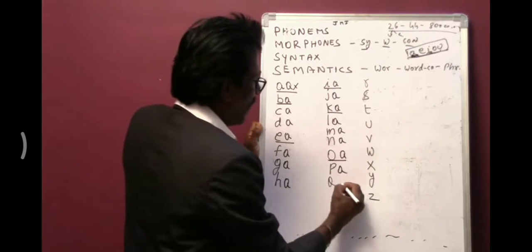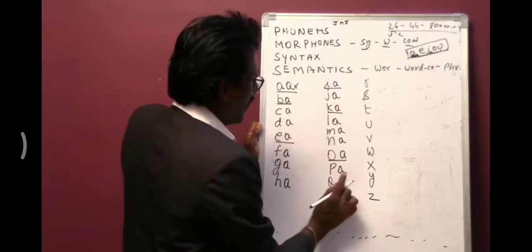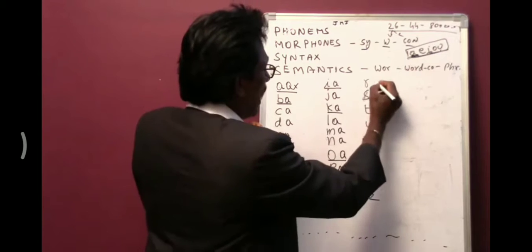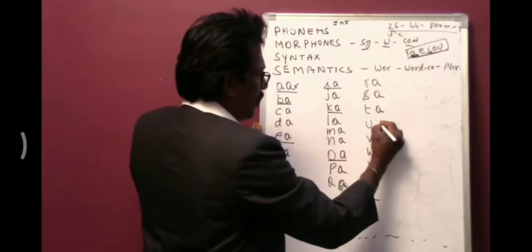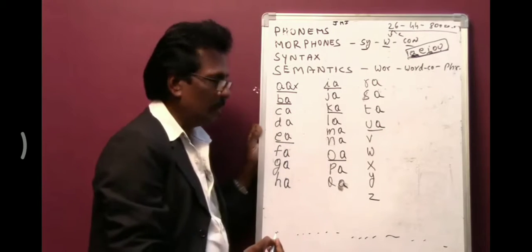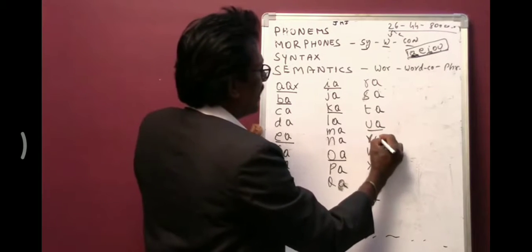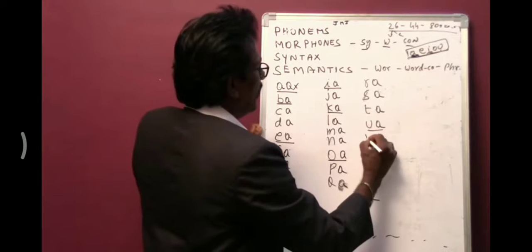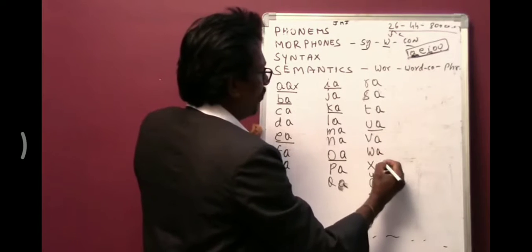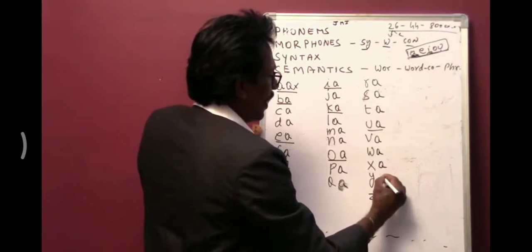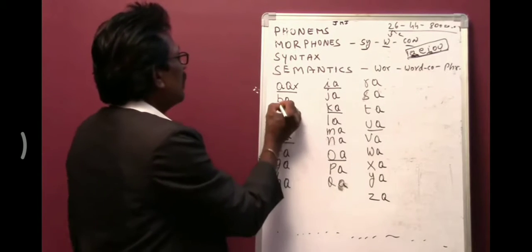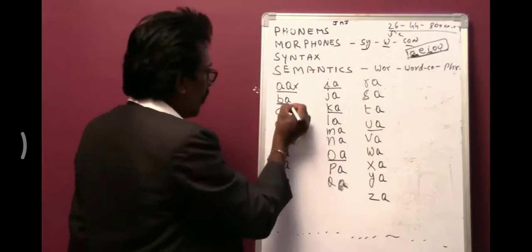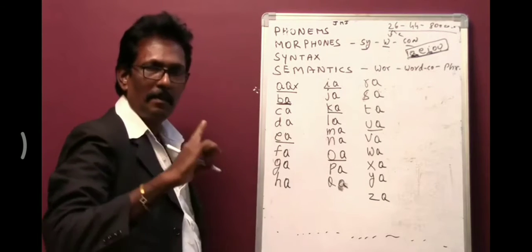Pa, qua, ra, sa, ta. Ua, again it will not form a syllable. Va, wa, xa, ya, za. Now here one consonant and one vowel make a syllable, ba.